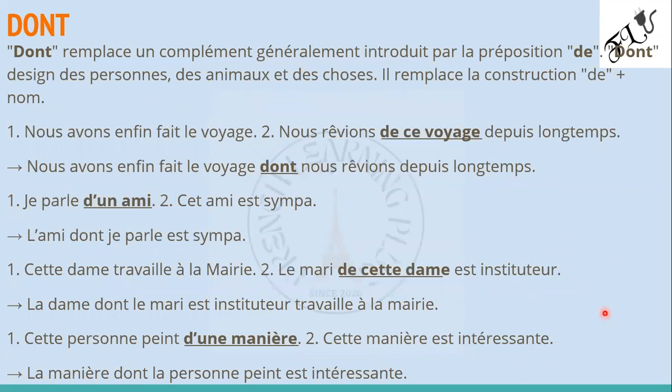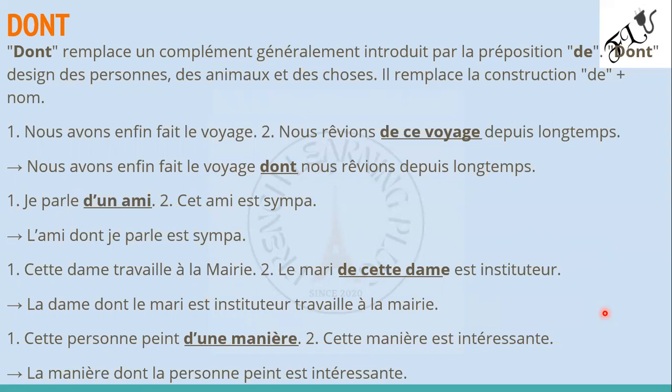Donc, remplace un complément généralement introduit par la préposition de. Donc, dessine des personnes, des animaux et des choses et remplace la construction de plus nom. I think that's quite easy. So it replaces an indirect complement that has the construction de plus noun. De plus noun. That's what dont replaces.